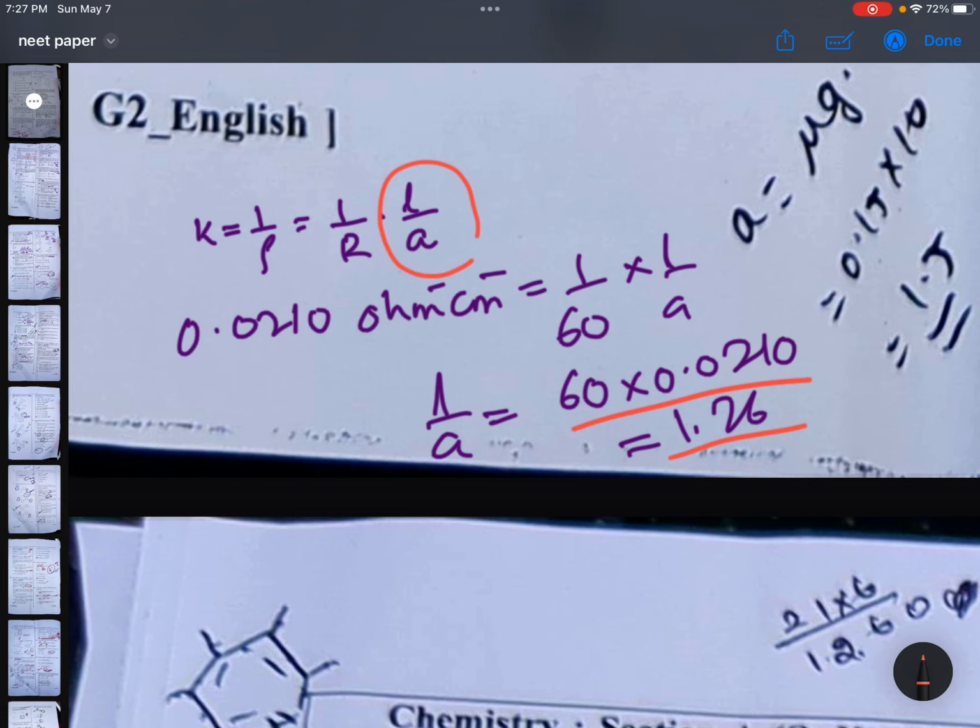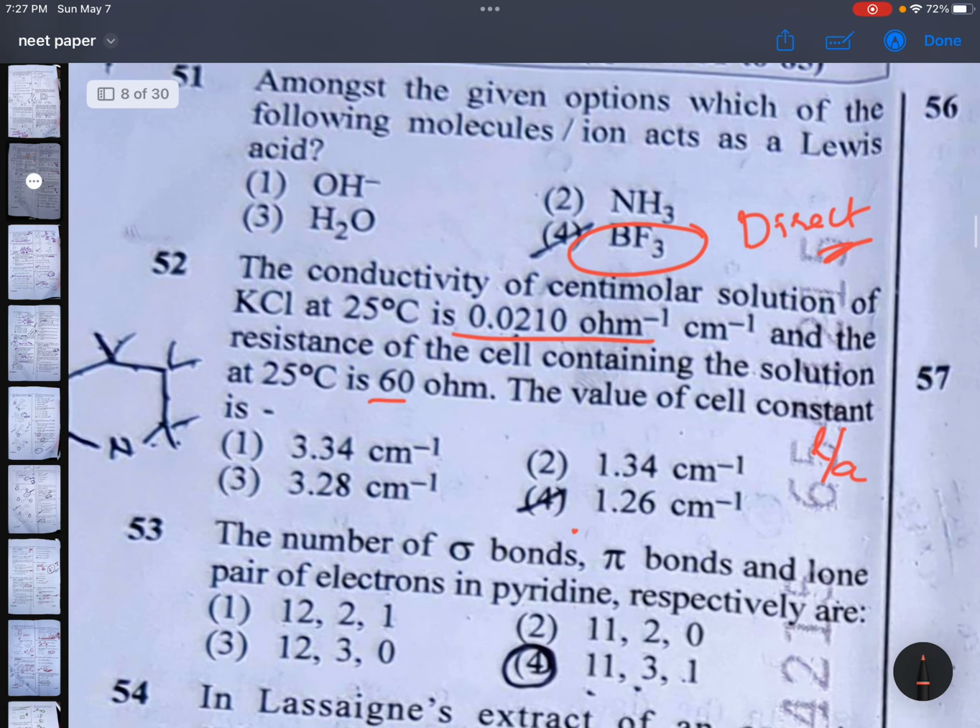So K into R is 1.26. Now by seeing the units also you can say ohm, centimeter inverse, ohm is given. Answers are in centimeter inverse, just multiply them.